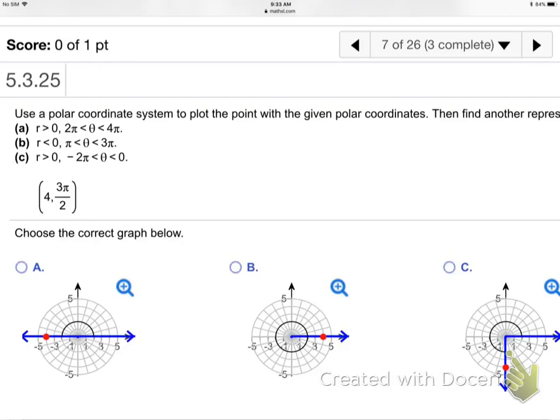All right. Okay, so try part A. Part A says r is greater than 0, between 2 pi and 4 pi. So here's the original r and theta. You don't even need to graph it. Well, I guess you do. They're asking you for the first graph. Whatever. You could find that easy enough. 3 pi over 2. Isn't it C? Looks like C to me. Isn't that 3 pi over 2 straight down? We do a new polar here.